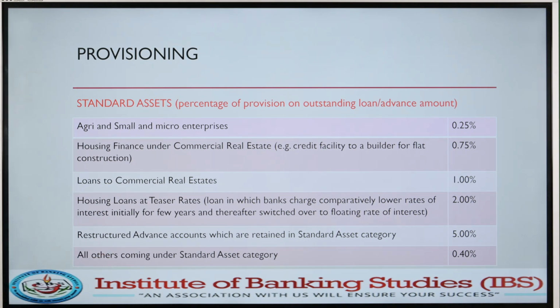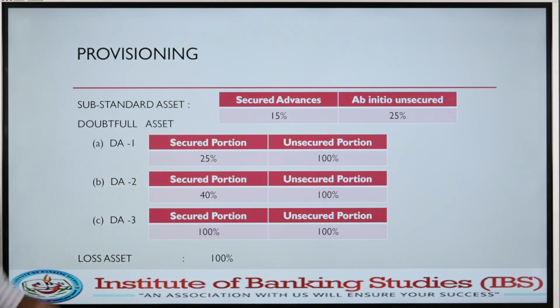If you consider teaser rate housing loans, those are loans in which the bank is quoting a lower rate of interest, preferably a fixed rate of interest initially, and thereafter switching over the rating mechanism to a floating rate of interest. Those types of housing loans are known as teaser rate housing loans. So for that type of asset, the Reserve Bank has insisted on 2% as provision.